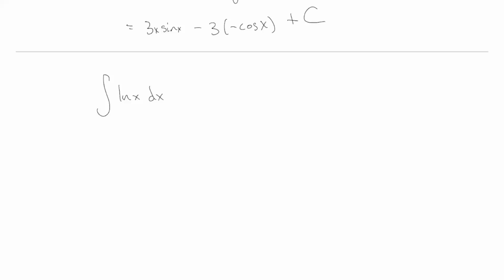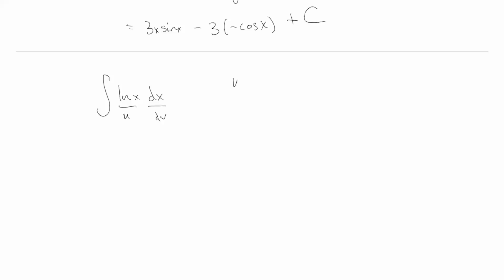This is weird because it's strange to look at that and say I'm going to do parts, since I don't actually see two different things multiplied together. I see ln and x, but this is not multiplication. It's a function with x on the inside. But it actually works. We make these our two parts: the dx has to be the dv, and the ln x has to be the u. It wouldn't make sense any other way.